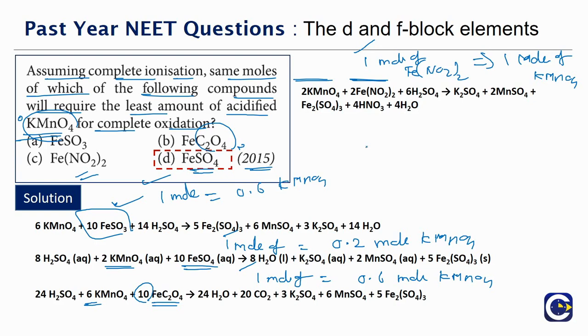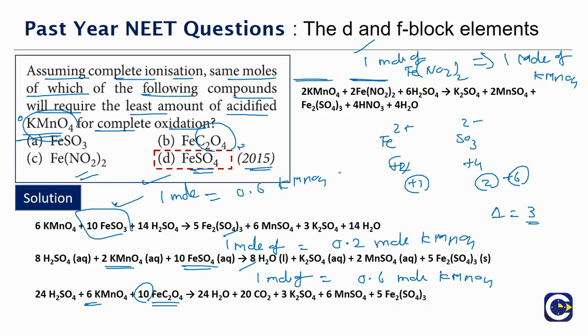There is another method that we can use, in terms of the change in oxidation number. If you look at ferrous sulphite, Fe is in plus 2, and SO3 2 minus means the sulfur is in the plus 4 state. For complete oxidation, iron will go to plus 3, so change is 1, and sulfur will go to plus 6, so change is 2. Total change in oxidation state is 3.